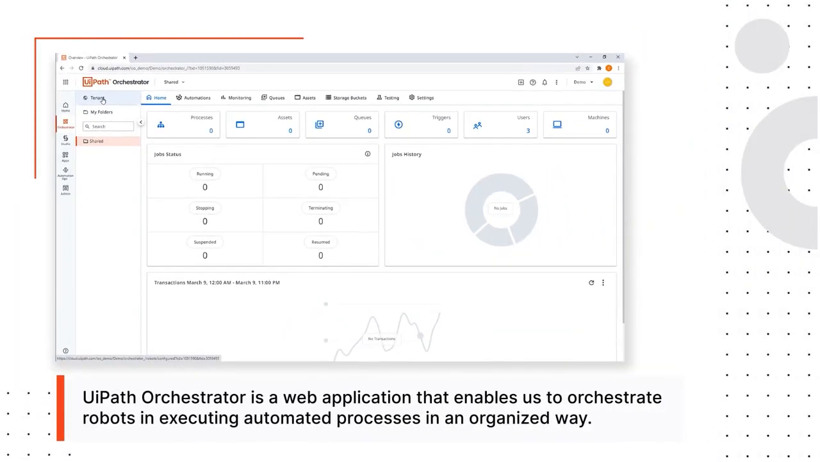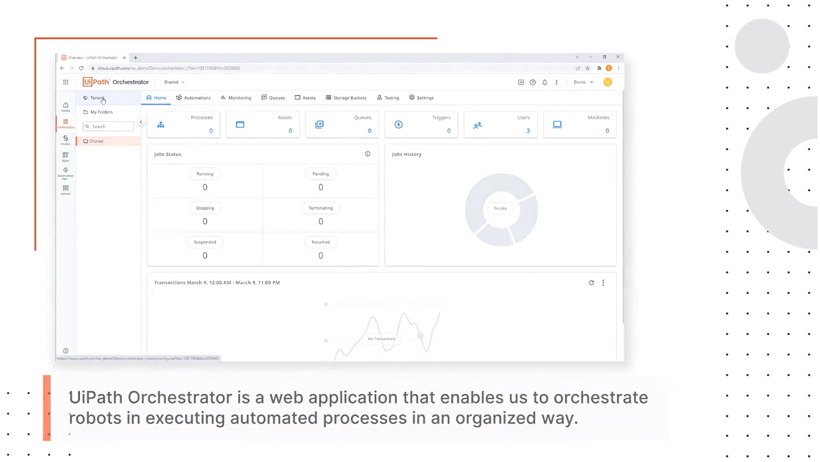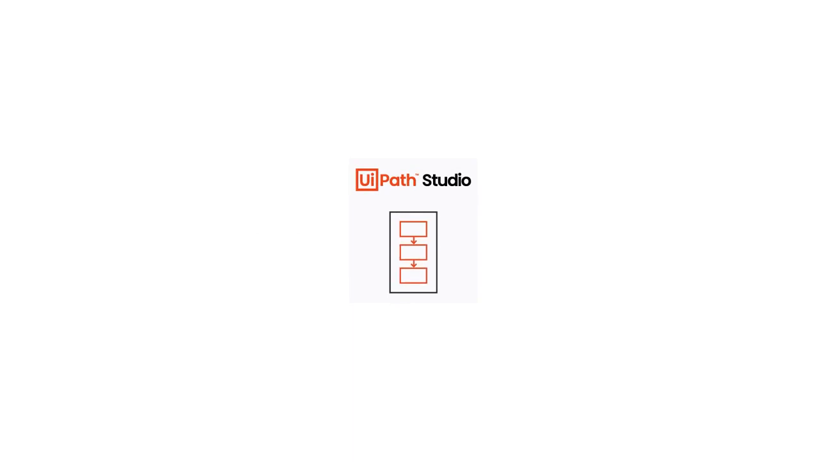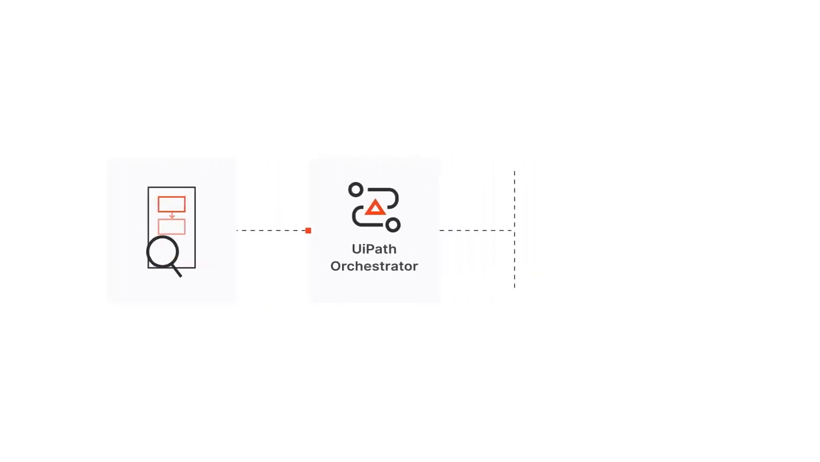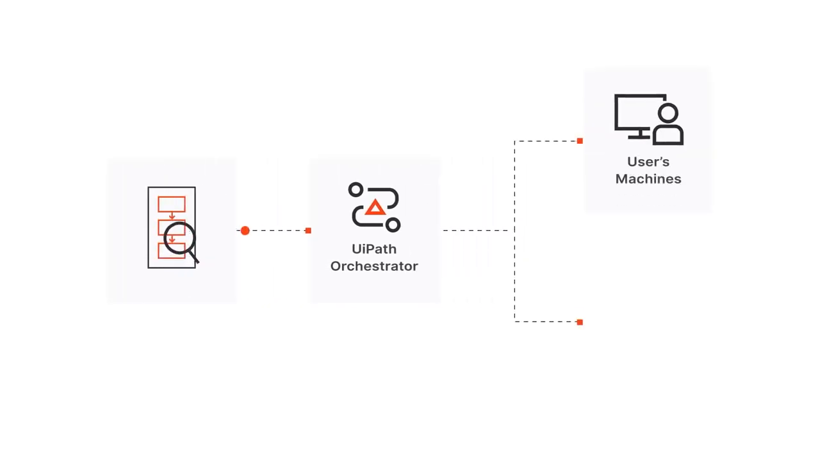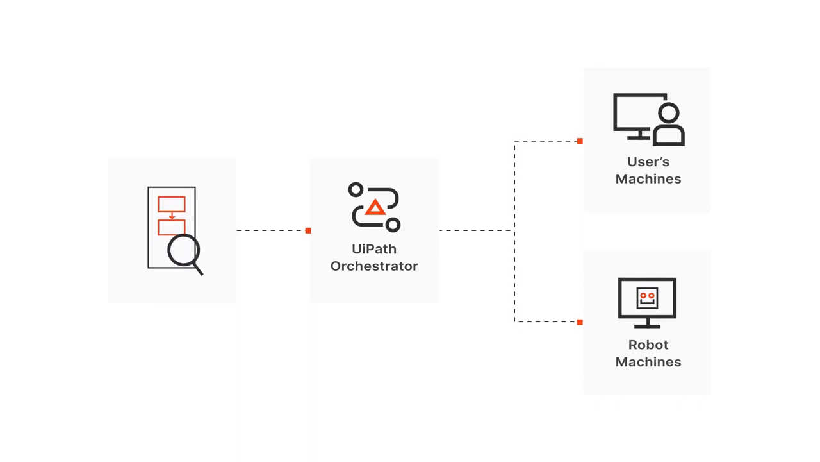UiPath Orchestrator is a web application that enables us to orchestrate robots in executing automated processes in an organized way. We can look at it this way. Once an automation project is built and tested, we publish it to Orchestrator as NuGet packages, and from there we can deploy it to users' machines, or to robot machines, real or virtual. Pretty straightforward, right? Well, let's go a little bit more in depth.